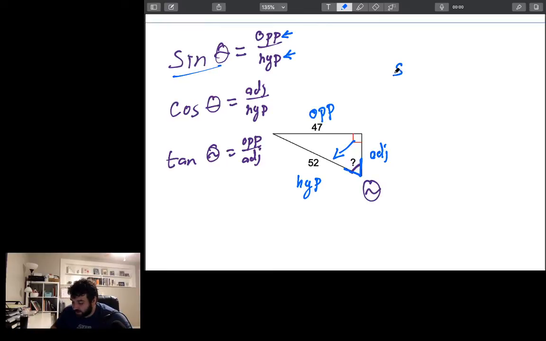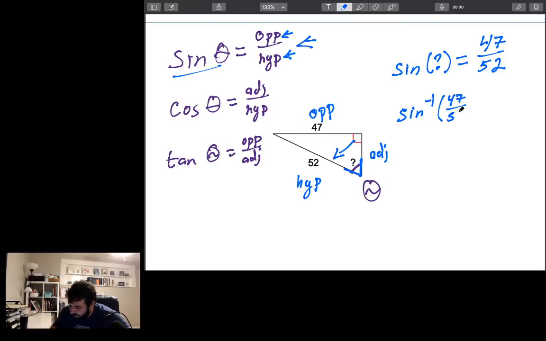Setting this up should be very straightforward, because we've got the sine of, well, I don't know this time, is going to equal my opposite, which is 47, over my hypotenuse, which is 52. Hopefully that makes sense where everything's going. We just plug stuff straight into this equation. To find the answer here, we're going to just use this new thing. It's called the inverse or the arc sine, which means that I'm just going to use sine with a little -1 up here in the exponent, and go 47 over 52, and that's going to equal my unknown angle, my theta.